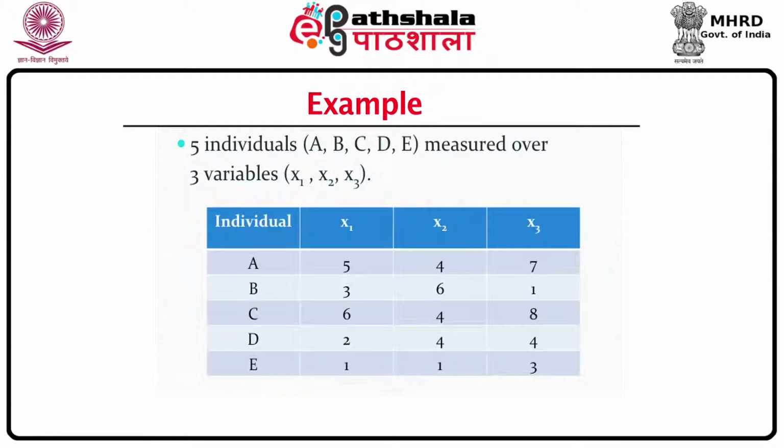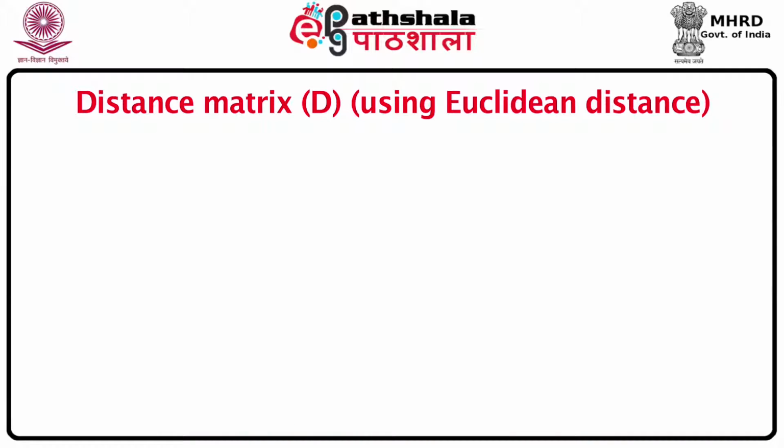And this is the table given for this. So A has x1 equal to 5, x2 equal to 4, x3 equal to 7. Similarly for B, C, D and E. Now first of all we need to decide on the type of distance we are going to use.